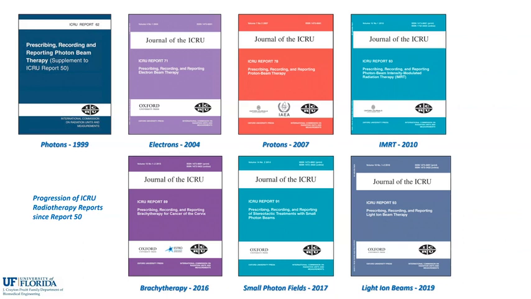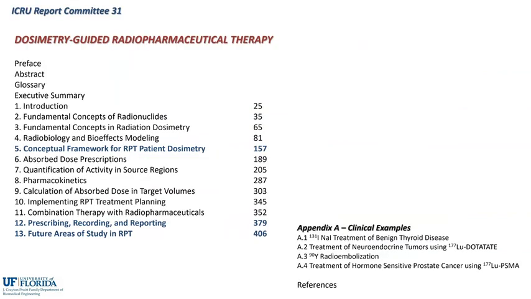So the ICRU continued, with a later updated report on photons in 1999, electrons in 2004, protons, IMRT, brachytherapy, small photon fields, light ion beams, all the way up to 2019. And so the three of us in this symposium have been very fortunate to be part of an ICRU report that is now going to address specifically radiopharmaceutical therapy. This is Report Committee 31, which will issue this report. That will come out hopefully in 2021, if not early 2022.